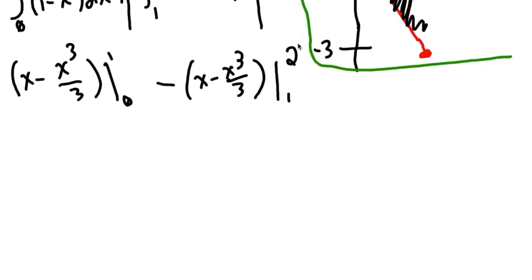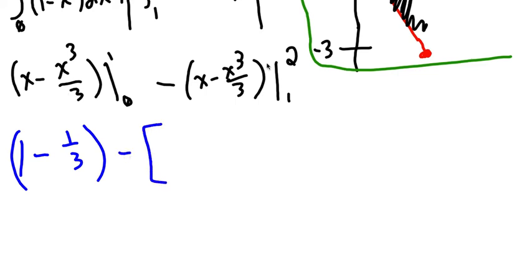All right, so let's go through and do this. Now basically all we need to do is just plug our numbers in here. So 1 goes in here, I'm going to get 1 minus, plug 1 in there, I get 1/3. There's my first part. What happens when you plug 0 in? You get 0 minus 0, which is 0, so I'm not going to write that. Minus, let me put my bracket here, plug in 2, I get 2 minus, 2 cubed is 8, so I have 8 over 3. Minus, what happens when I plug 1 in? I get 1 minus 1/3.